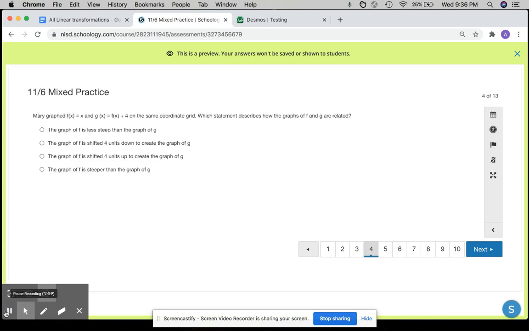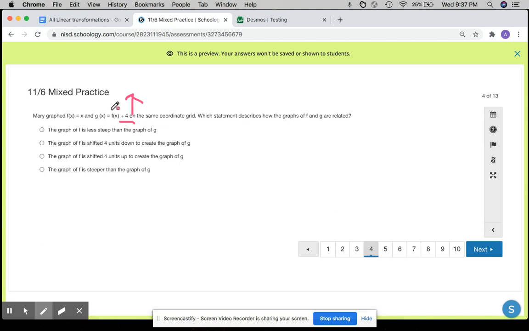Next question. Mary graphed f of x equals x, that's the parent function, and g of x equals f of x plus 4 in the same grid. Which statement describes how the graphs of f and g are related? If I look at this plus 4 on the outside, it means I'm moving my graph up 4. The graph of g is less steep than the graph of f? The graph of f is less steep than the graph of g?